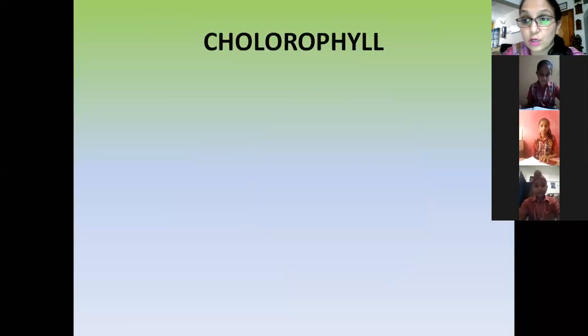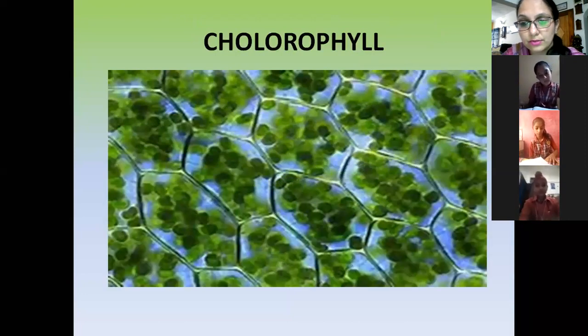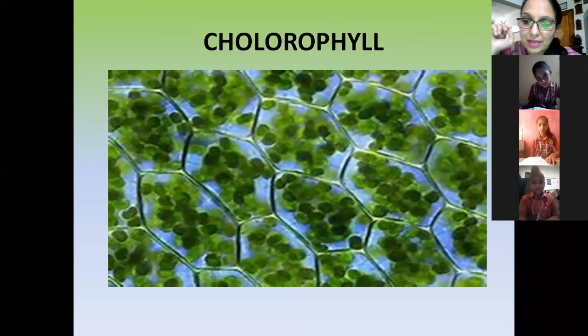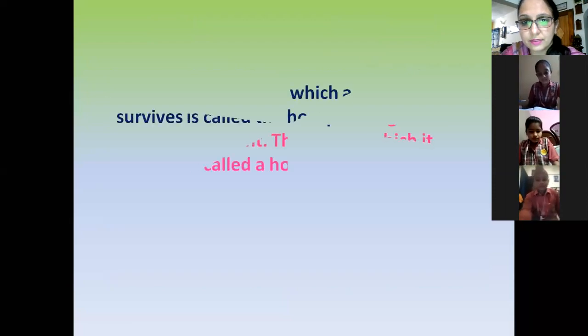Okay, next is chlorophyll. Look at the picture of chlorophyll. Wow. Look at this. This is how chlorophyll looks. Green pigment in the leaves. Is it interesting? Yes, ma'am. Okay. So let's move on to the next thing.